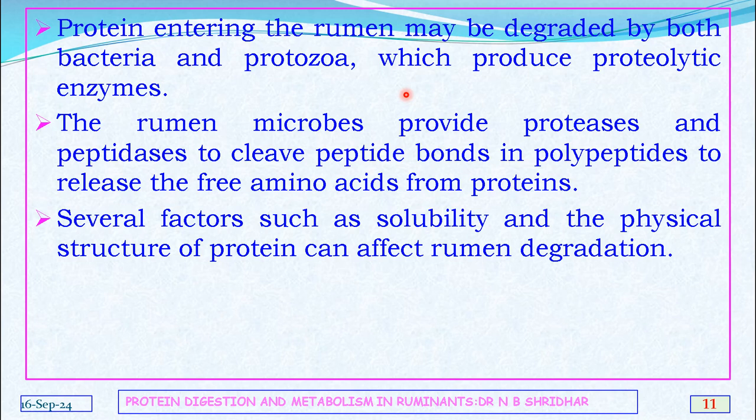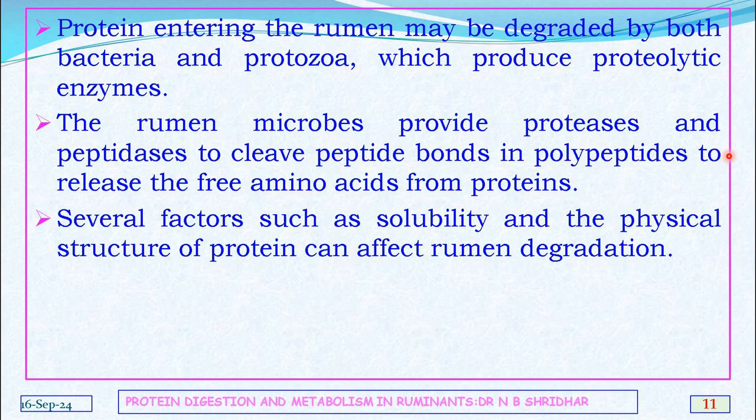So the bacteria produce the proteolytic enzymes and the protein is degraded. The rumen microbes provide protease enzymes and peptidases to cleave peptide bonds in the polypeptides to release free amino acids from the protein. So rumen microbes produce proteases and cleave the peptide bonds in the polypeptides to release free amino acids from the proteins.